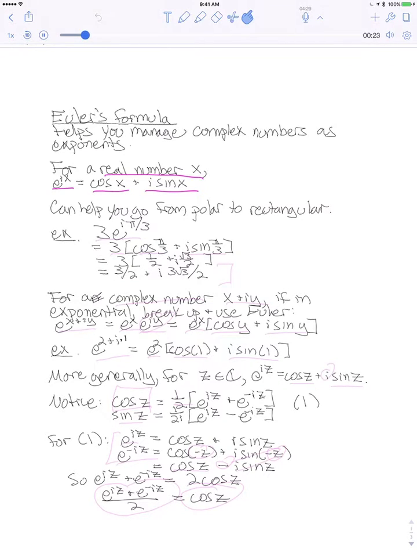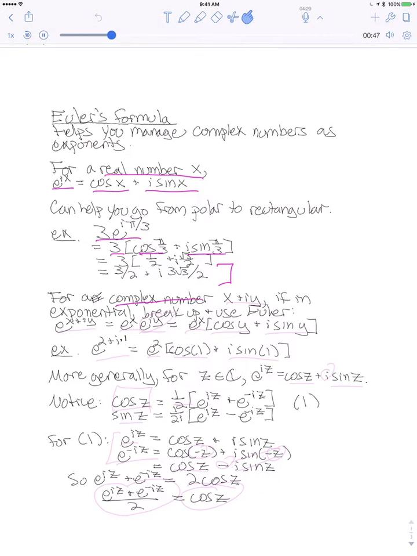I think the most straightforward way to see it is using Taylor series. We're not going to do it here. But it helps you go from polar to rectangular. So if you see 3e to the i pi over 3, that's 3 times cosine of pi over 3 plus i sine pi over 3. And you can simplify from there to get 3 halves plus i 3 root 3 over 2.